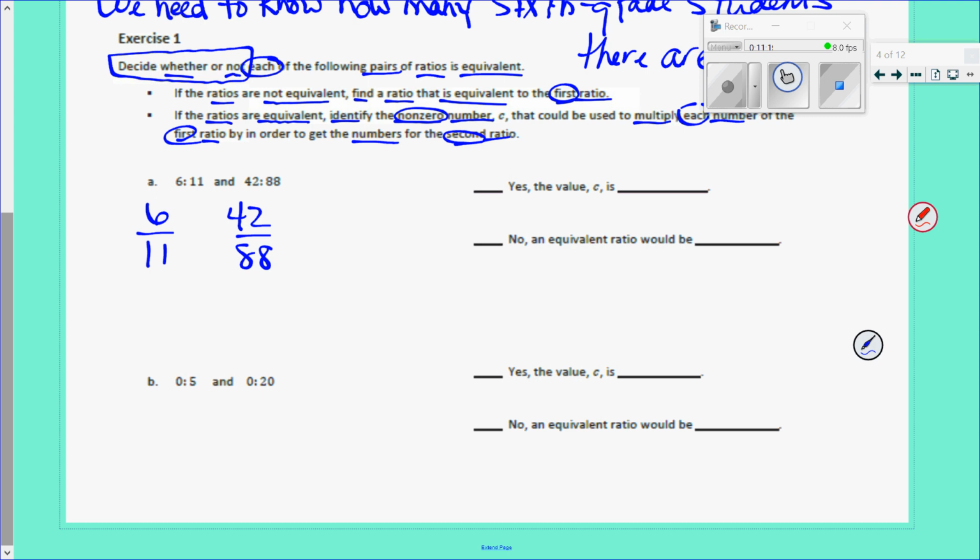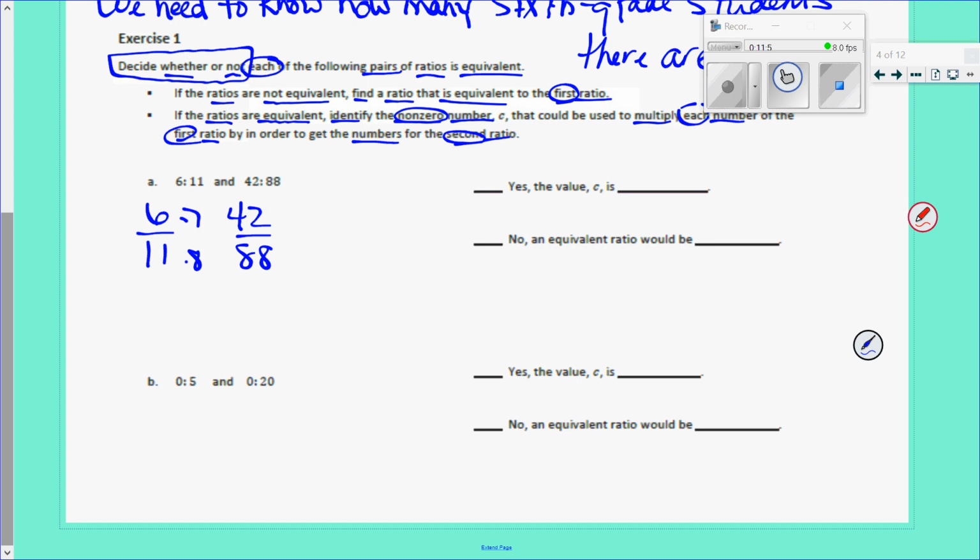Why are you saying they're not equivalent? Why are you doing 6 times 8? Isn't it 6 times 7 is 42? Yeah, no. That's why they're not equivalent. Why? Because the bottom one's 11 times 8. Oh! And the top one is? Oh, so those aren't equivalent? That's not the same number?